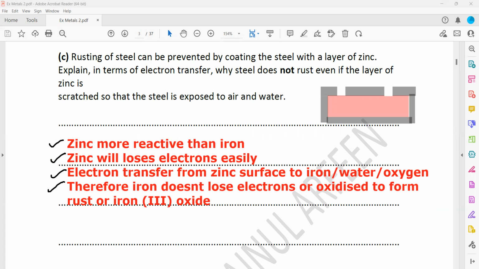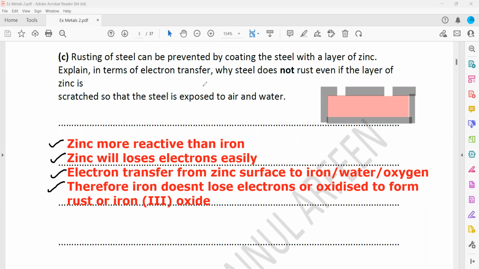Can we say zinc has a tendency? That's right. You can also say zinc has a greater tendency to form an ion. Both have the tendency to form a positive ion, and not only ion, it should be a complete sentence: forming a positive ion. You can say that as well. Zinc has greater tendency to form a positive ion than iron. That is also correct.